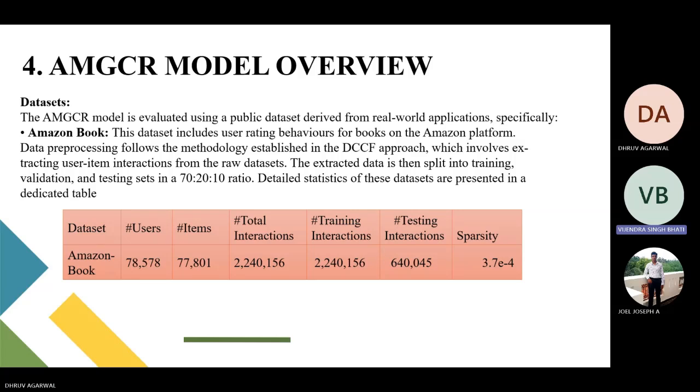Here we review AMGCR's evaluation using real-world data. We use the Amazon Books dataset, capturing user book interactions on Amazon. Following DCCF's pre-processing, user item interactions are extracted and split into training, validation, and testing sets, with a ratio of 70 to 20 to 10.